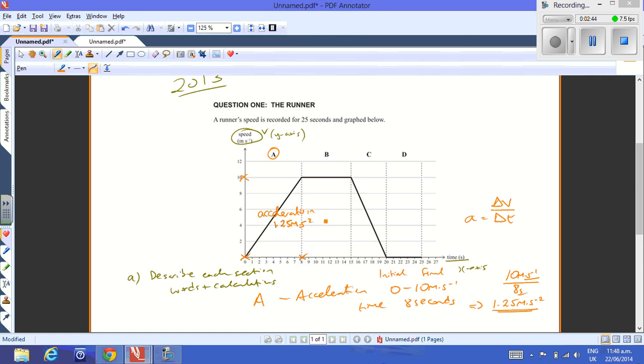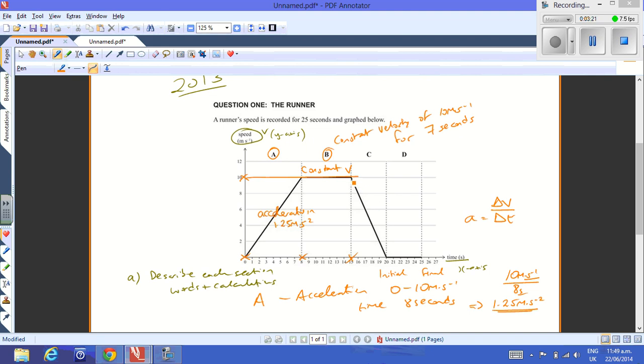For section B then, section B is constant velocity of 10 meters per second, and that could be seen easily on the graph there. So section B, constant velocity of 10 meters per second. So we're just trying to use those numbers from the graph to support our descriptions here. And that is for a time period of from 8 to 15, so for 7 seconds. So section B, constant velocity of 10 meters per second for 7 seconds.